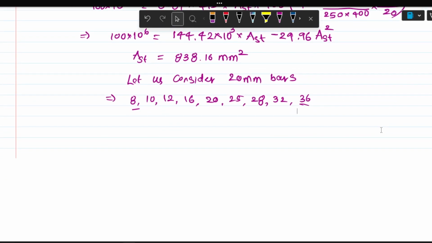And if you use a diameter which is not available in the market, it is somewhat wrong. If you do that in the exams, they will think you don't have at least an idea of the diameters of the bars available in the market, and yet you are designing the section. Okay, now let us detail the cross section of this singly reinforced section.